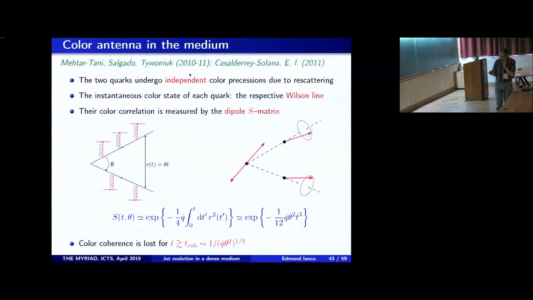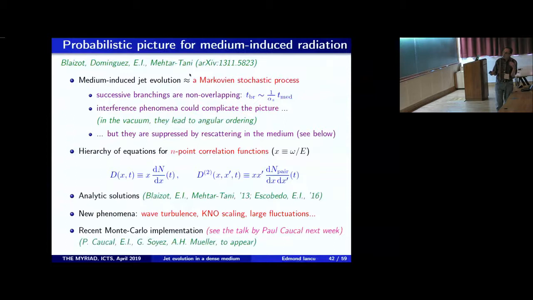But before I develop in more detail the theory of this Markovian process, let me explain to you why the interference phenomena are washed out for the medium-induced radiation. Why is there no angular ordering? Why is there no color coherence? That's important for what follows. So, to understand physically what happens in the medium with the color coherence.